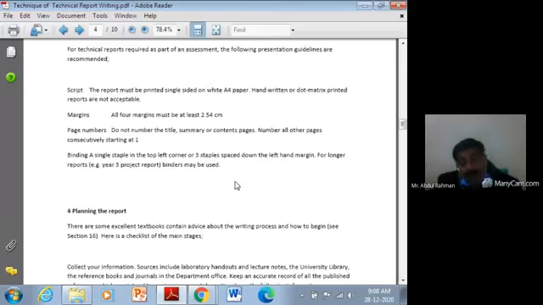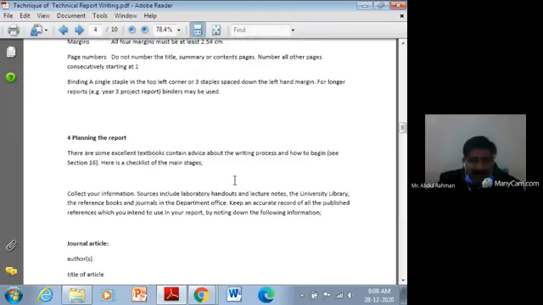Then the next technique that should be considered in writing the technical report is planning the report. There are some excellent textbooks that contain advice about the writing process and how to begin planning the report. First of all, it starts with the collection of information. Sources include laboratory handouts, lectures, notes, the university library, reference books, and the journals in the department office.